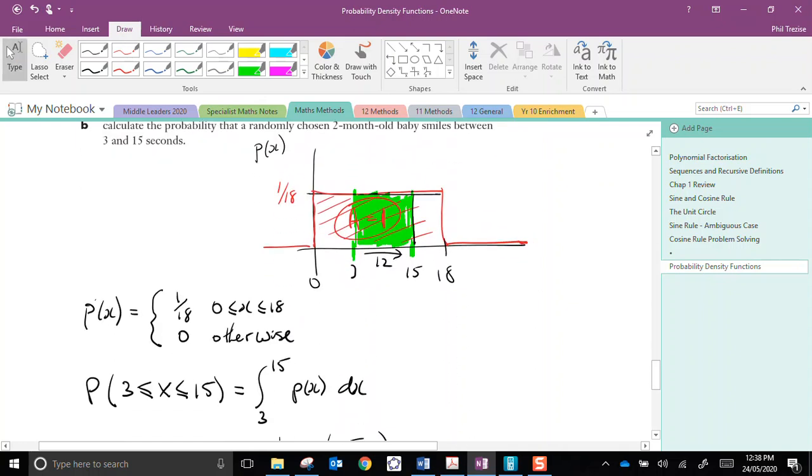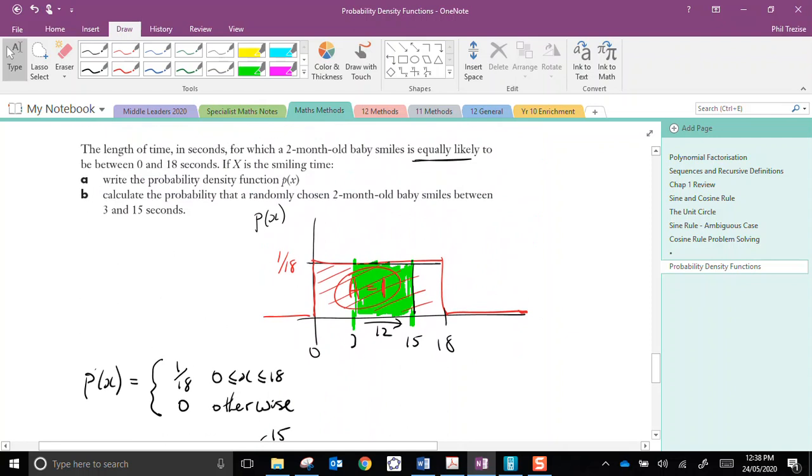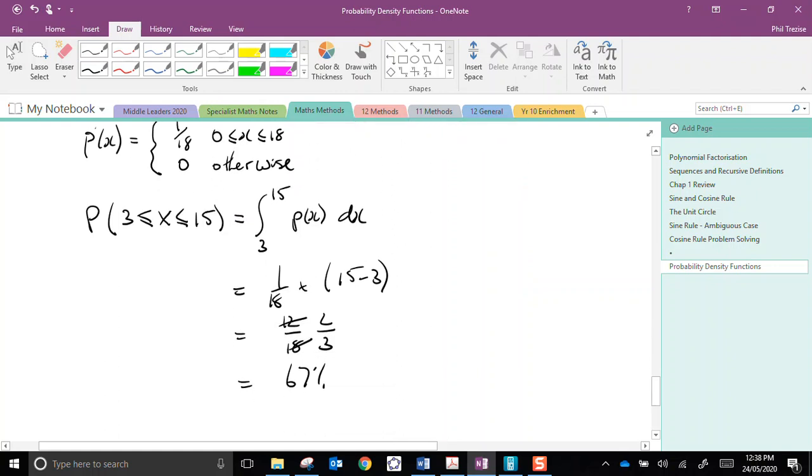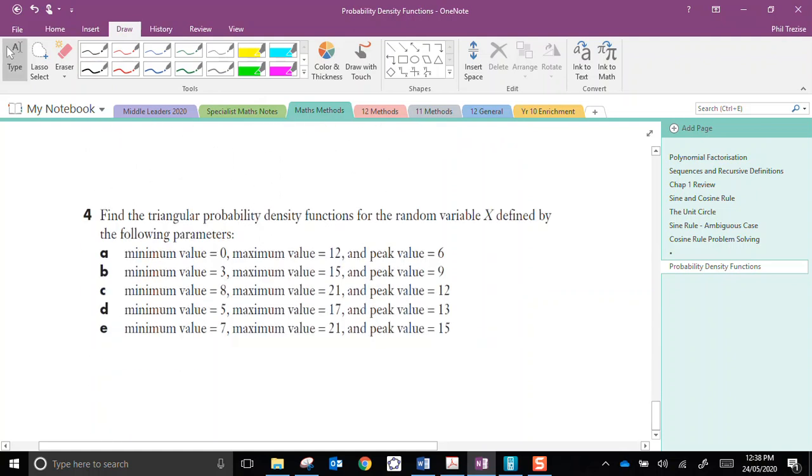That's a uniform distribution. If you see the phrase uniform applied, it means this. Chances are all the same, so it's a nice little rectangular one. They're pretty straightforward. And yes, I could have substituted my 1 over 18 into here and done the integration. It really wouldn't have made any difference. I'll get the same answer straight away.